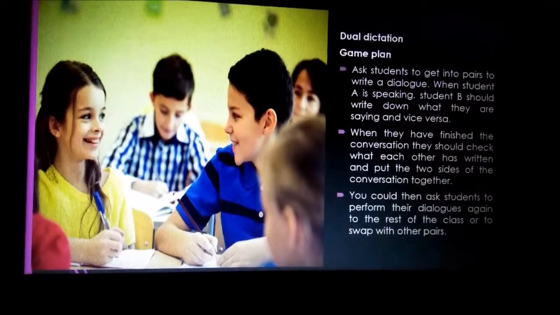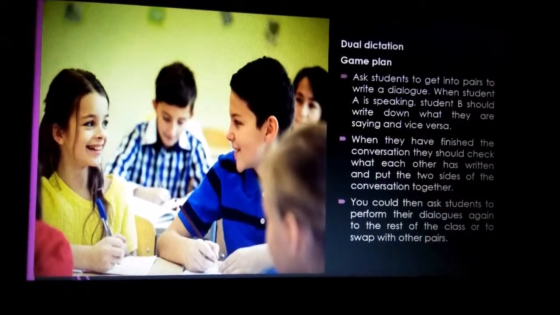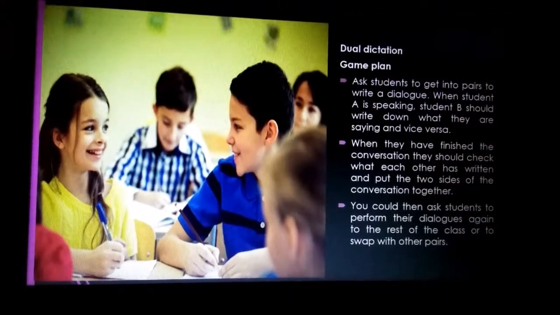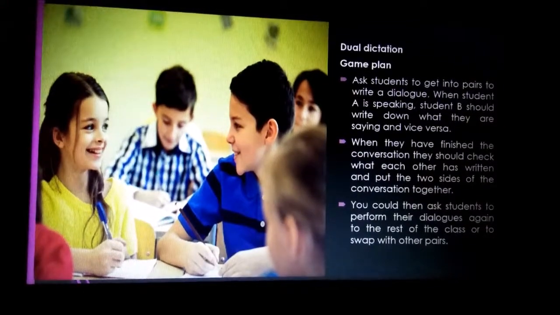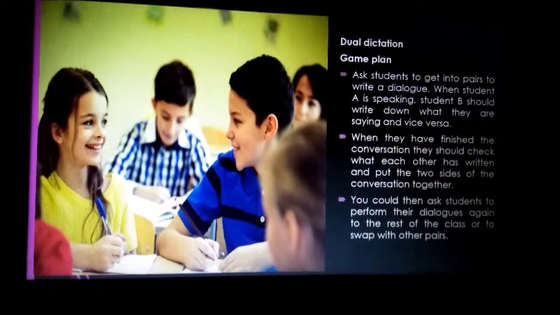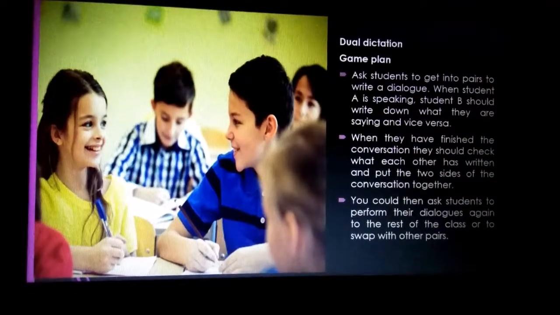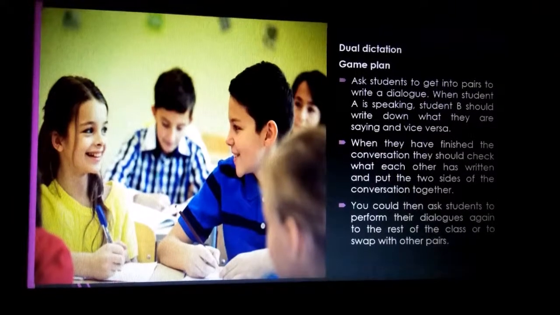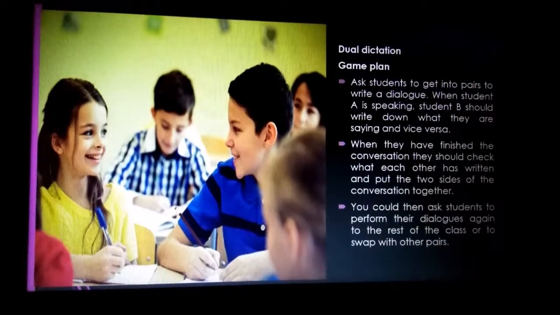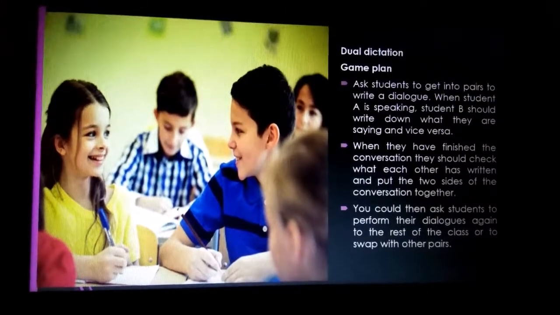So the third activity for the pre-listening is entitled a dual dictation. The teacher will ask the students to get into pairs to write a dialogue. When student A is speaking, student B should write down what they are saying and vice versa. When they have finished the conversation, they should check what each other has written and put the two sides of the conversation together. So in this case, you could then ask the students to perform their dialogues again to the rest of the class or to swap with other pairs.